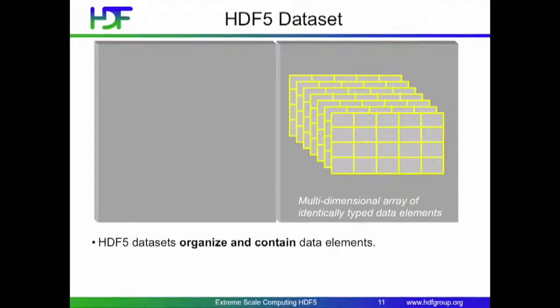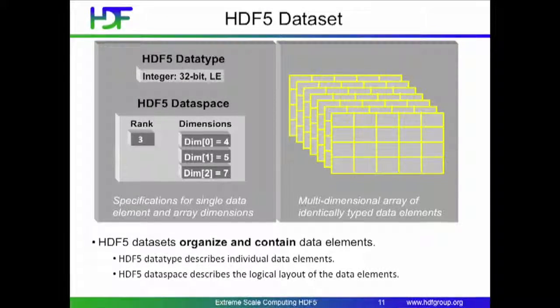And then, of course, HDF5 is a self-describing format. So you want to be able to tell the person reading this what the data type is, so in this case it could be a 32-bit integer. And you want to describe what the size of this multidimensional set is. So in this case, it's a rank 3 array, and the dimensions are 4 by 5, and you might have 7 time steps or something like that. So it's really a way to just organize and contain your data in a data set.